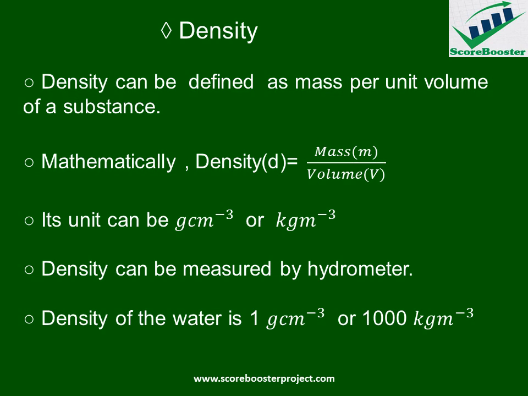And lastly, we should note that the density of water is 1 gram per cm cube or 1000 kilogram per meter cube. I repeat, the density of water is 1 gram per centimeter cube or 1000 kilogram per meter cube.